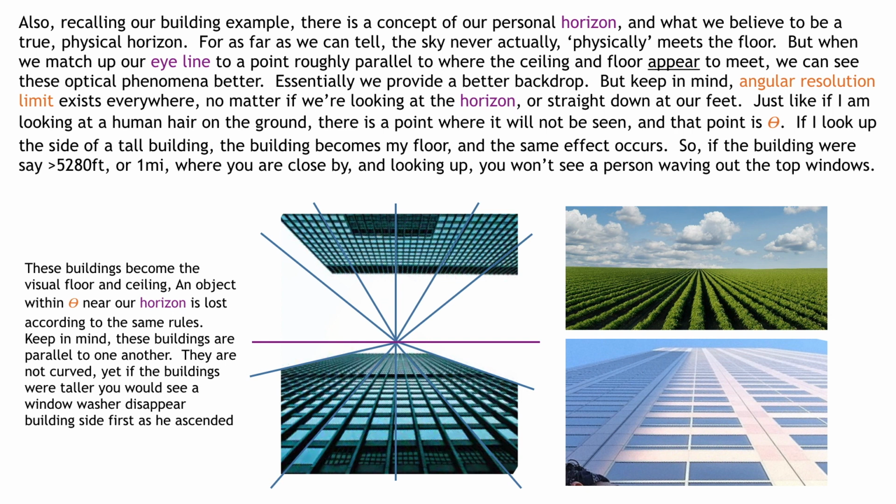So as an example, these buildings become the visual floor here within this example. That building on the bottom is now our new floor. An object within theta near our horizon is lost, according to the same rules. Keep in mind, though, within this picture, these buildings are parallel to one another. They're not curved. Yet if the buildings were taller, you would see a window washer or window painter or someone ascending high up. They would disappear building side first as they ascended if they reached beyond the purple horizon line. And the other building, let's say, was not within the field and not obstructing your vision.